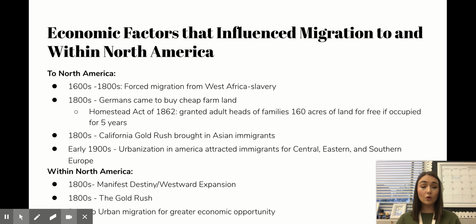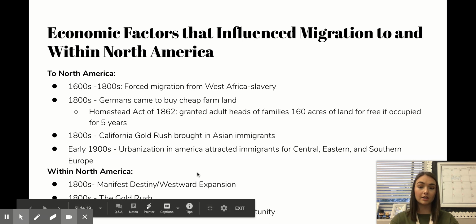Now, within North America, people move all the time. We just change scales a little bit, right? We're not just talking about worldwide. I'm sure some of you have moved during your lifetime. Most of the time when people move within North America, it's for economic reasons, mainly jobs or economic opportunities. And so there are some large economic migrations we see within North America.